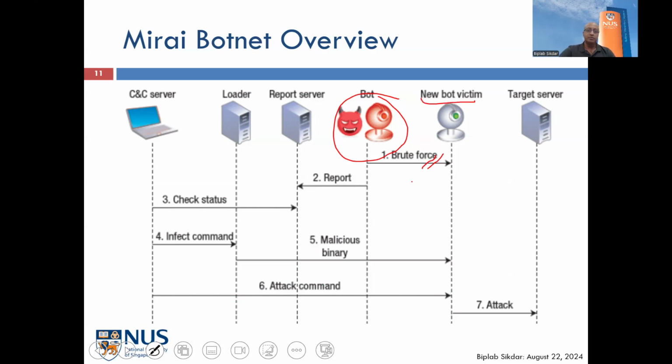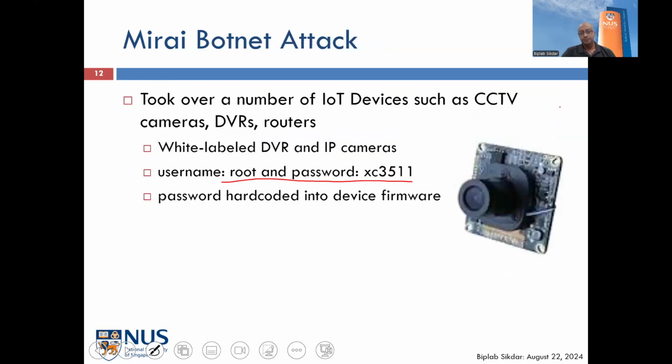Once you find new victims, you send a report to a report server, and then the command and control server periodically checks the status to see if there are any new victims that have been found. If new victims have been found, the command and control server sends an infect command to the loader. The loader uploads the actual malicious binary into the victim, and now the victim is part of the botnet. On the day that I want to launch an attack, the command and control server sends an attack command to all the bots in the botnet, and then they redirect their video to the target server. In this case, the target server was the Dyn server.